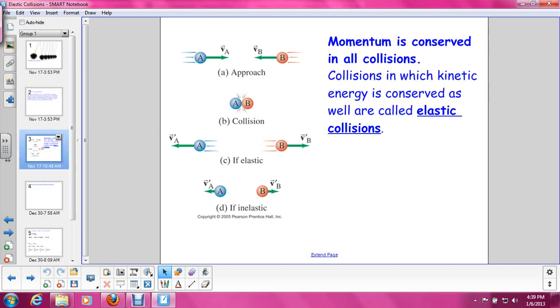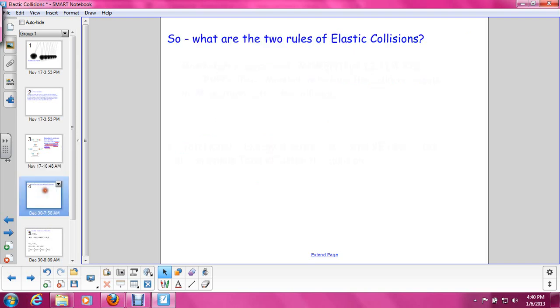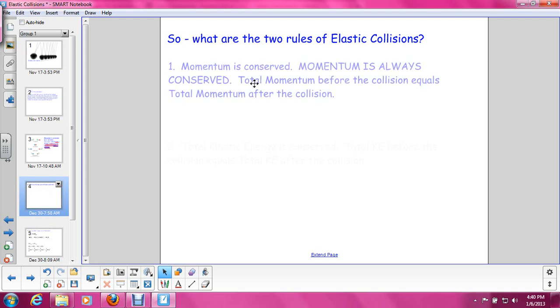So momentum is always conserved in every collision ever in an isolated system. It does not matter if it is elastic or inelastic, but kinetic energy is only conserved in an elastic collision. So when we have an elastic collision, like the pool balls bouncing off each other in the homework question, kinetic energy is always conserved. So the two rules of elastic collisions is that momentum is conserved.